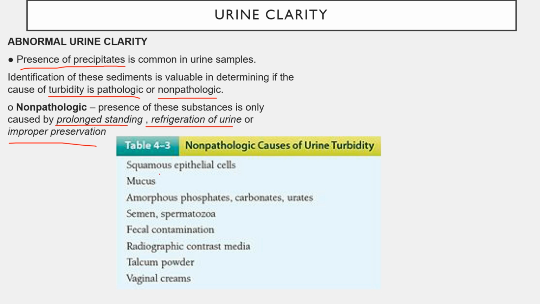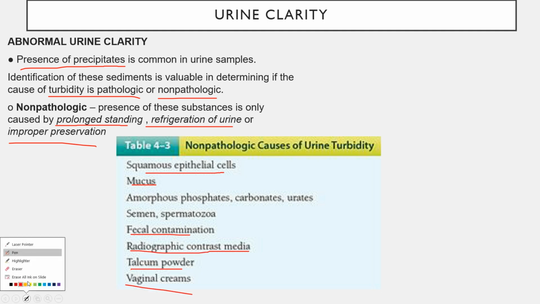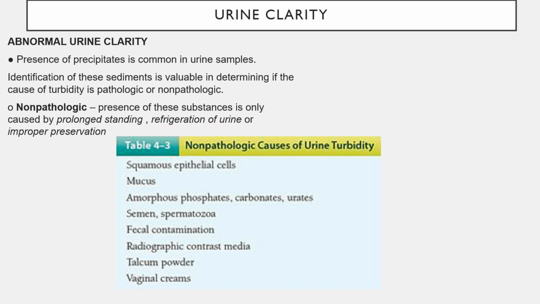So take note of this, class: squamous epithelial cells, mucus, amorphous phosphate, carbonate, urates, semen, spermatozoa, fecal contamination, radiographic contrast media, talcum powder, and vaginal creams. Now, all of these are non-pathological causes of urine turbidity.